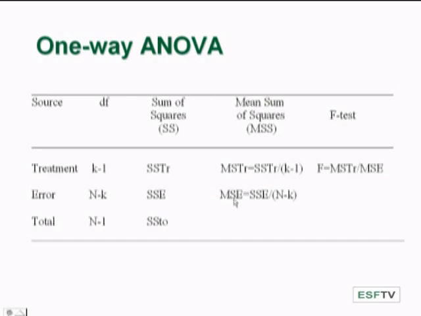Now notice here, the MSE. This is the mean sum of the squares for the error. This is simply our SSE divided by degrees of freedom. This value is the best unbiased estimate of population variance. Remember, this is our S squared W. It's unbiased whether or not the null hypothesis is true. The MSTR is that estimate between, the S squared B. We take the ratio of these 2 values to get our test statistic, our F test.